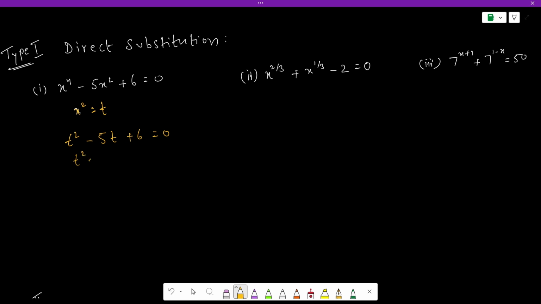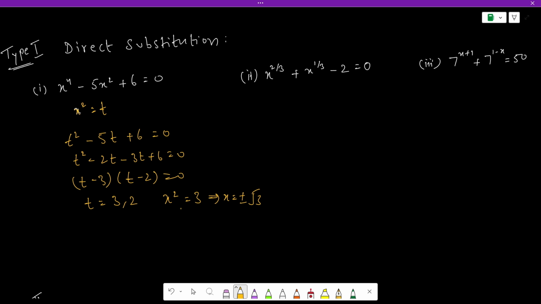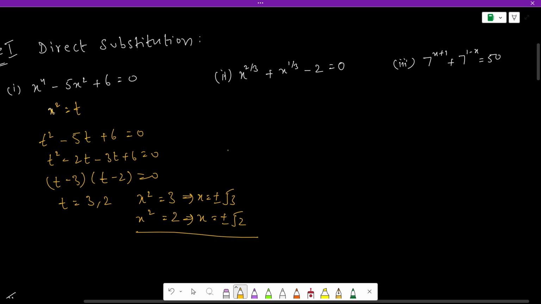So this will be t square minus 2t minus 3t plus 6 equals 0, which is t minus 3 into t minus 2 equals 0. So t equals 3 and 2. Now t was x square, so x squared equals 3, which gives us x equals plus minus root 3, and x squared also equals 2, so we get x equals plus minus root 2. So these are the four solutions of this equation. Now try to solve these two questions yourself, then we will solve them.